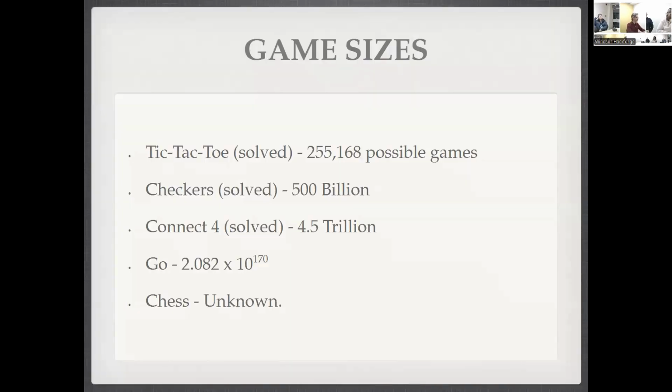I've got a slide here giving you a list of sizes of games. Tic-tac-toe, with all of its possible permutations, has about 250,000 possible games that you can have. Checkers is a lot bigger game space. That's the term that's used to describe the possible games. Checkers has about 500 billion possibilities. Connect 4 has 4.5 trillion. Go is a number so big that we can't write it on a slide. And chess is so big that it's actually unknown how large that game is.